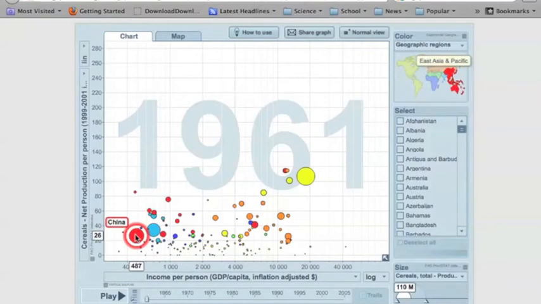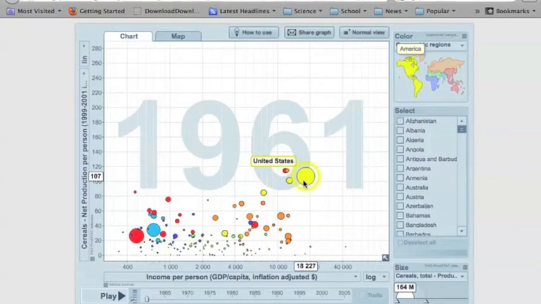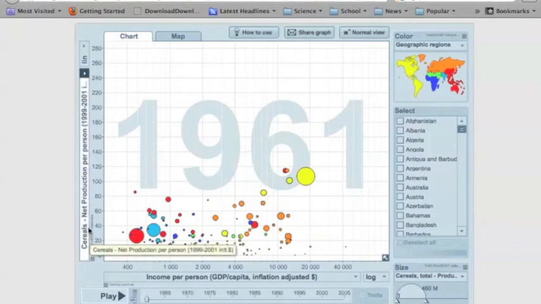If we look at some countries like China, you can see it has a fairly low income back in 1961. The United States has a much higher income back in 1961. And again, based on the color of this, you can see that most European countries have a higher income compared to most Southeast Asian and African countries, which have a lower income at this time. On this side, we're comparing it to how much cereal is being produced. So those things we mentioned before, like wheat, those types of cereals.